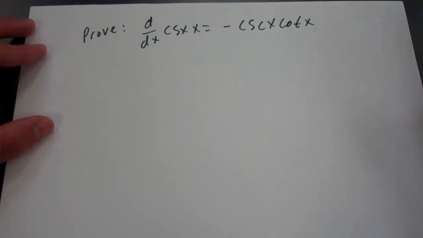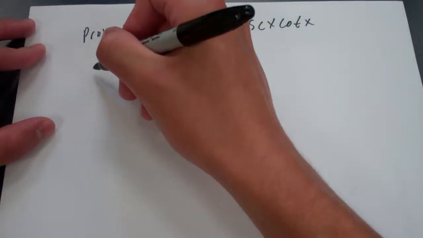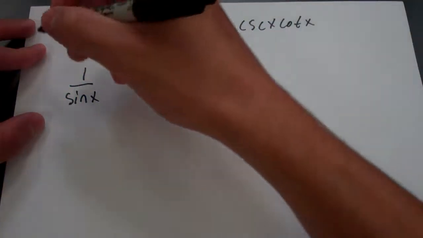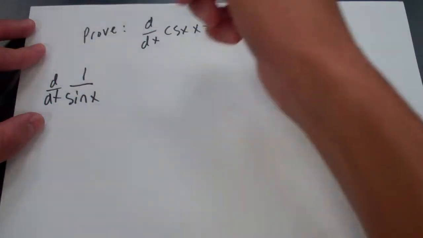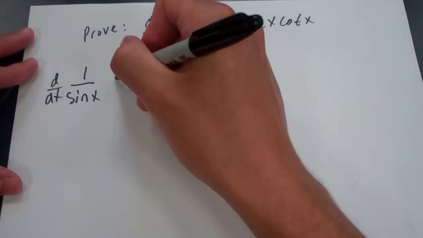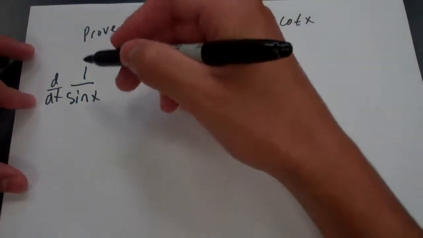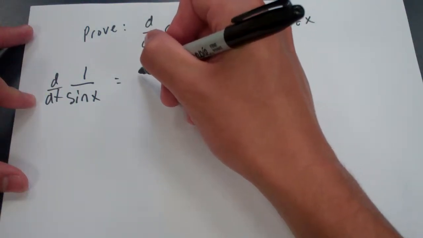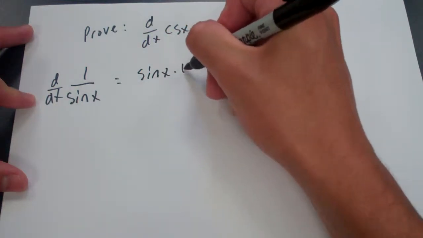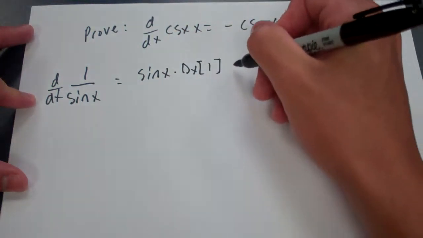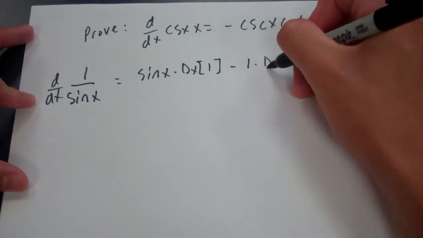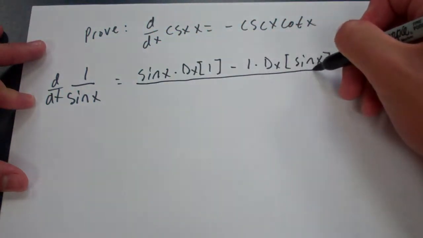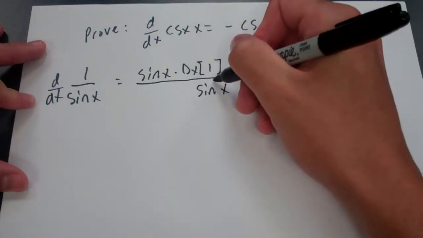What is cosecant x? Well, cosecant x is 1 over sine x, right? So if we take the derivative of this, well, the derivative of 1 over sine x, you can see we can use the quotient rule, right? If we use the quotient rule, we have sine x times the derivative of 1 minus 1 times the derivative of sine x, all of that over sine x squared.